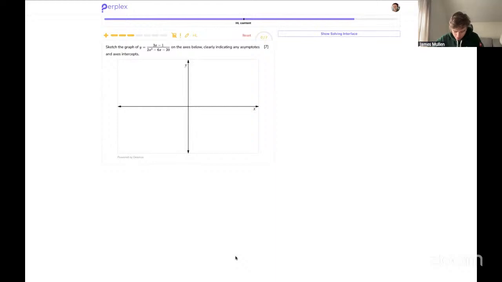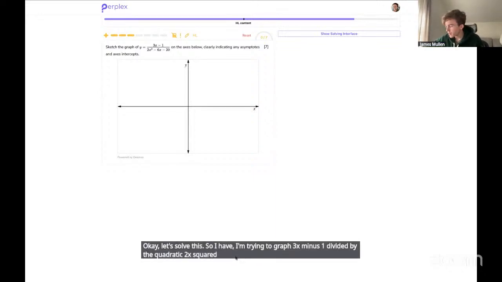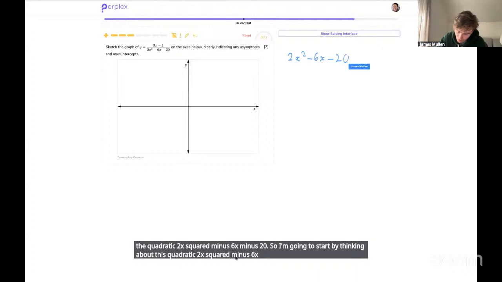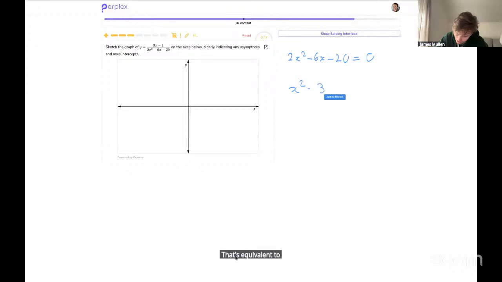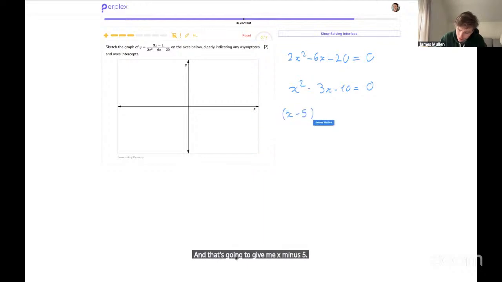Okay, let's solve this. I'm trying to graph (3x - 1) divided by the quadratic 2x² - 6x - 20. I'm going to start by thinking about this quadratic. If I factor out the 2, that's equivalent to x² - 3x - 10 = 0. I can factor that. I'm looking for two things that multiply to -10 and add to -3, and that's going to give me (x - 5)(x + 2). So x is equal to 5 or -2.